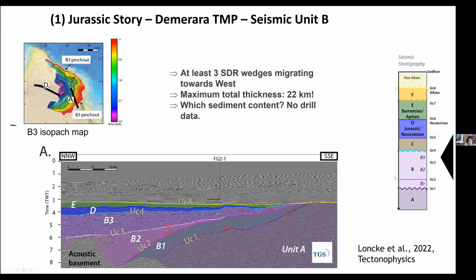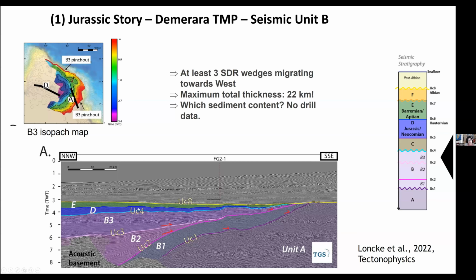Above this unit, we identified what we called unit B, that you can see here, which is made of seaward dipping reflectors. And we could identify at least 3 SDR wedges, which are migrating towards the west. Here you can see the isopach map of unit B3, and you see very clearly that this unit is thickening going towards the central Atlantic and is pinching out here, going toward the future transfer margin.